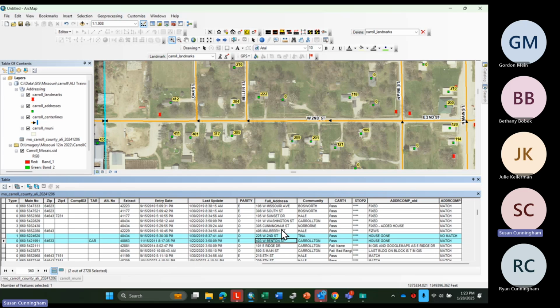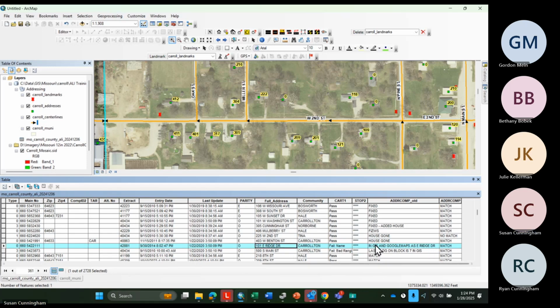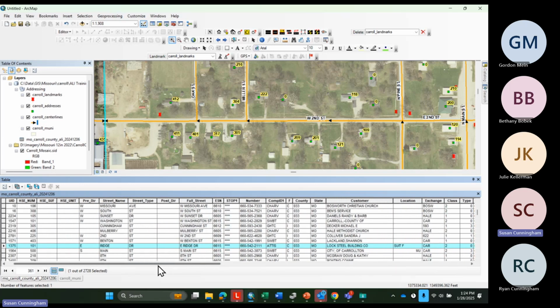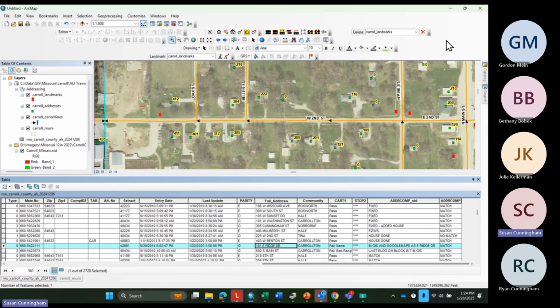Here's one where we had something, it said failed on the name over here. We had East Ridge street, and it's in GIS. Well, wait a minute, East Ridge Drive. It's East Ridge Drive. What is that? I don't even know what those mean anymore, guys. It's been too long since I've done this.